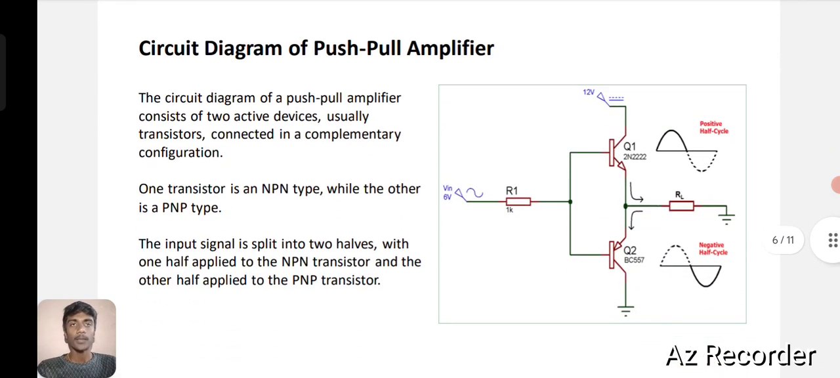Next slide. Next slide is a circuit diagram of a push-pull amplifier. The circuit diagram of a push-pull amplifier consists of two active devices, usually transistors, connected in a complementary configuration. One transistor is NPN type while the other is PNP type. The input signal is split into two halves, with one half applied to the NPN transistor and the other half applied to the PNP transistor. In the diagram, there are two transistors, one NPN and the other PNP. We are using one 1 kilo ohm resistor and the RL resistor.